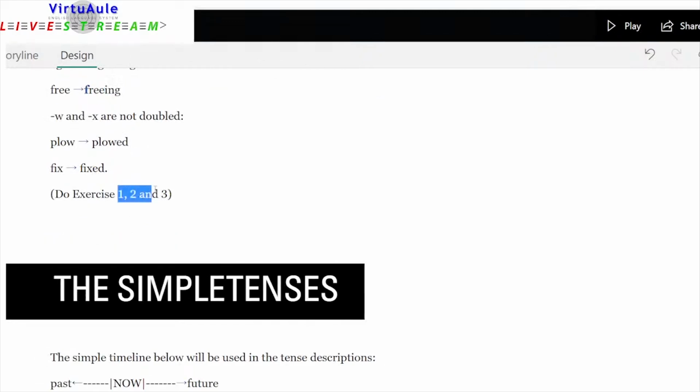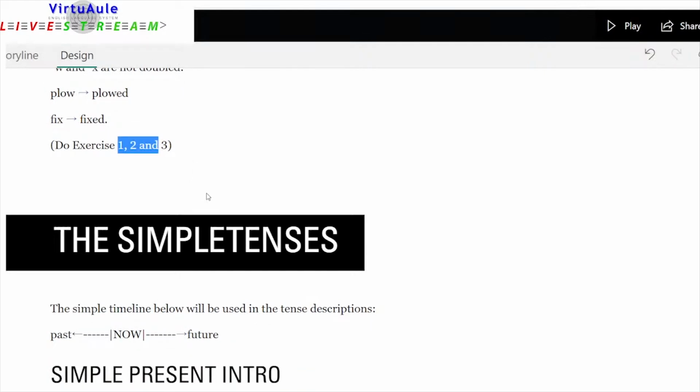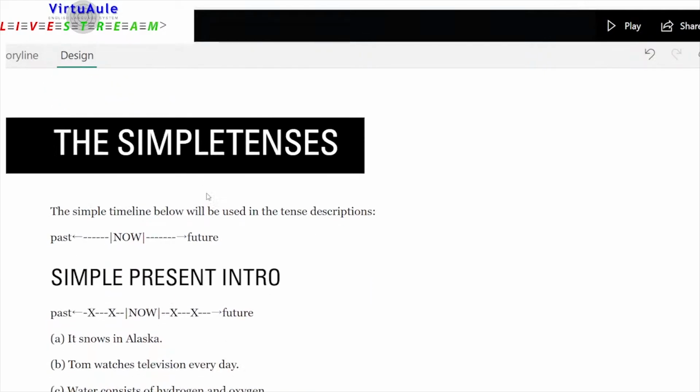You can do those exercises if you have access to the Self-Study Center. You can write a note to me if you want to join that. A simple timeline below will be used in the tense descriptions.